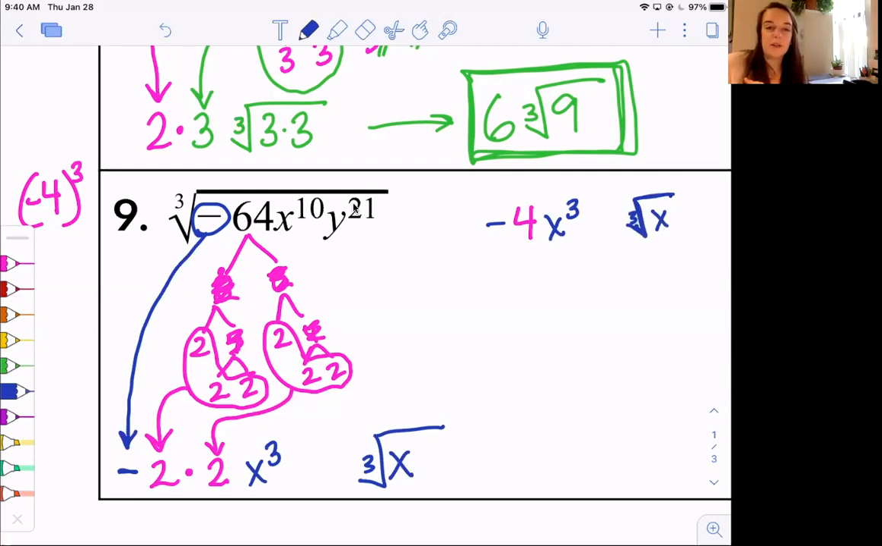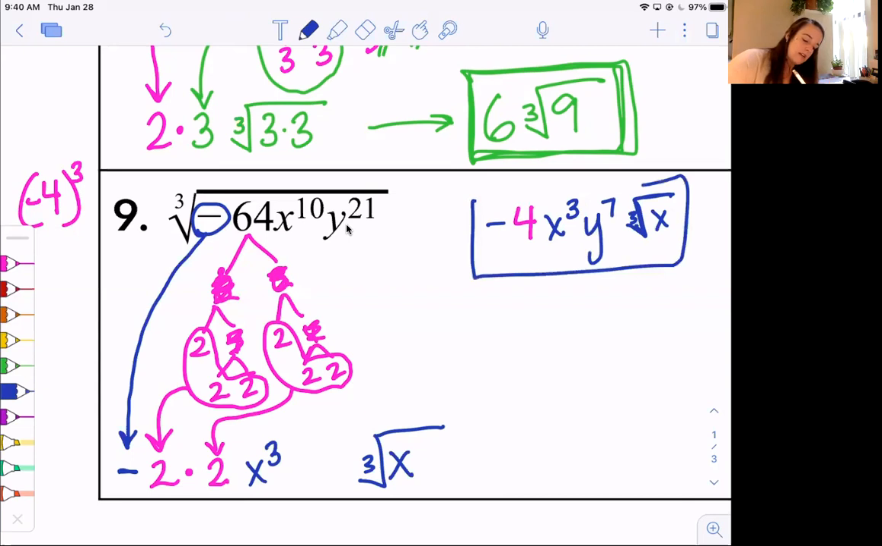And then with 21, how many groups of 3 could I make? 7, for sure I can make 7 groups of 3. y to the 7th power. Are there any left over? No, none left over. So this is my final answer. y to the 7th. There are none left over.